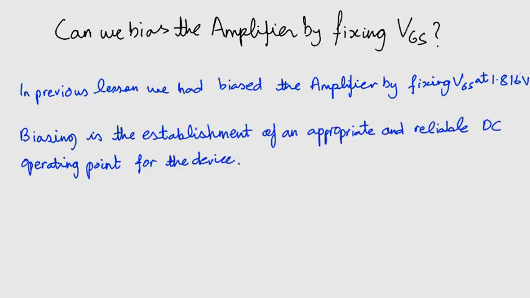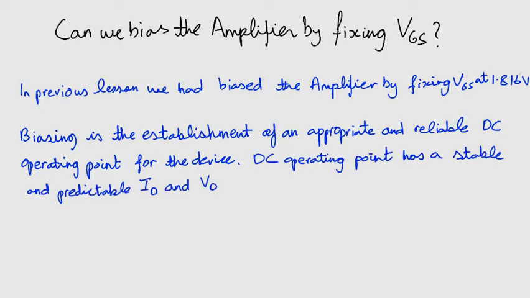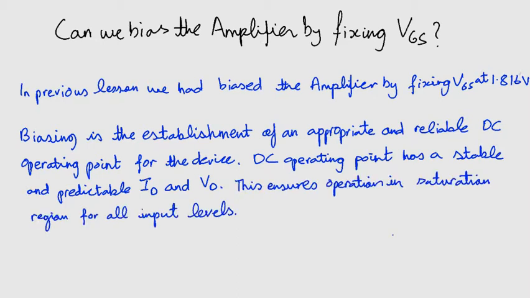Biasing is the establishment of an appropriate and reliable DC operating point for the device. The DC operating point is characterized by a stable and predictable DC drain current ID and a DC drain voltage VD. This ensures operation in saturation region for all expected input levels.